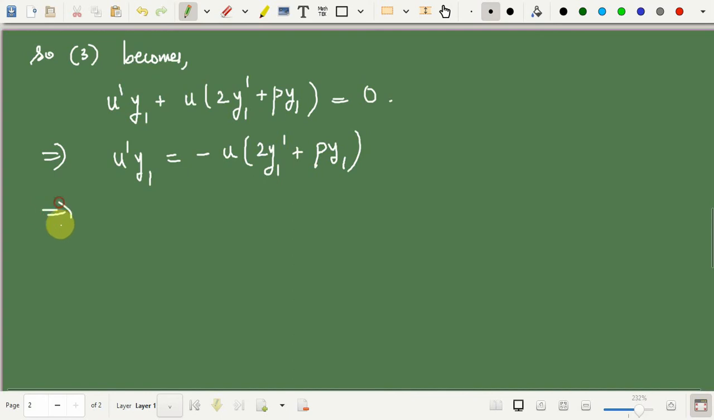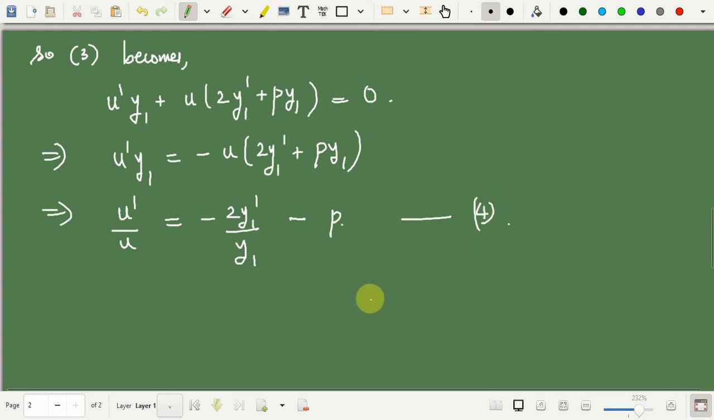So if I try to separate the variables, first I can divide throughout by u, so I get u prime by u, and then again you can divide throughout by y1, and so you get minus 2y1 prime by y1, and what is remaining over here is simply minus p. So I would call this expression 4.